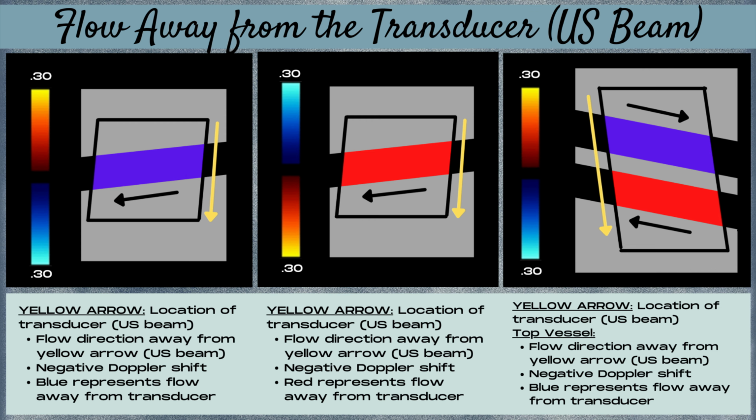On the image to the far right, the yellow arrow represents the location of the transducer or ultrasound beam, and we're looking at the top vessel in this instance. Blue is the color on the bottom of the color Doppler map. So in this instance, blue is going to represent a negative Doppler shift and flow moving away from the transducer, which is depicted in the top vessel in this diagram to the far right.